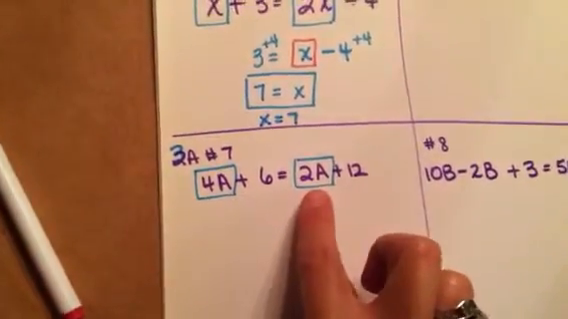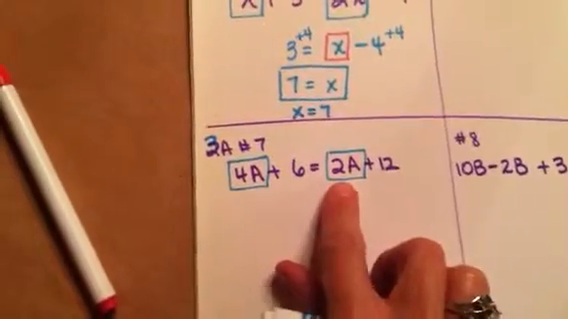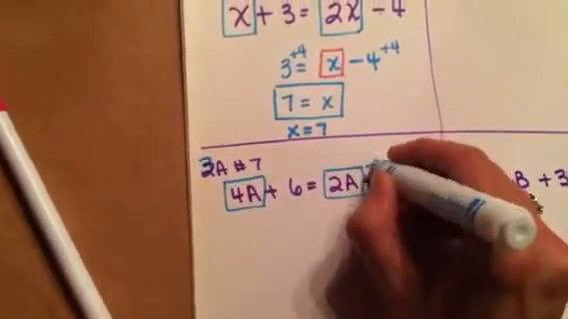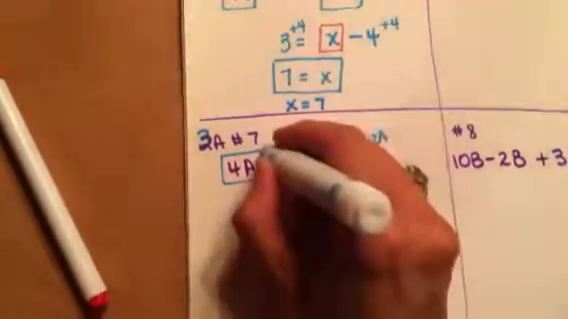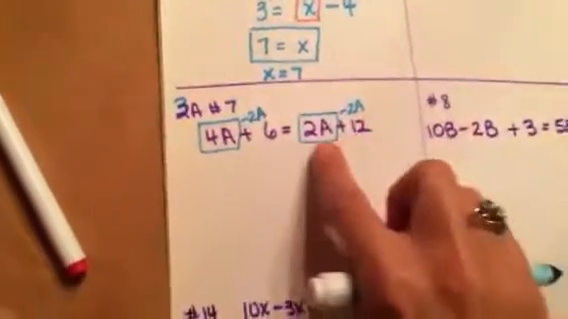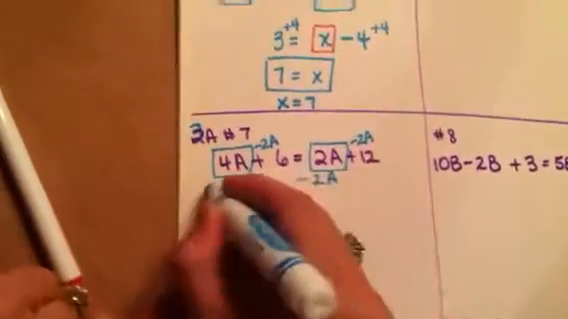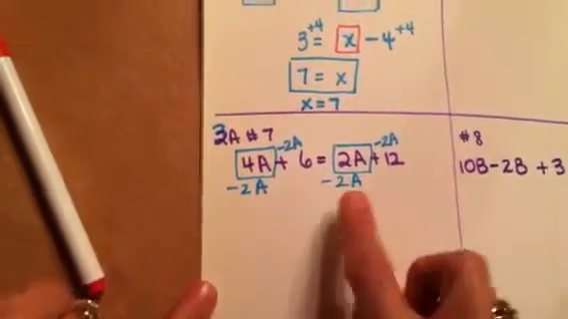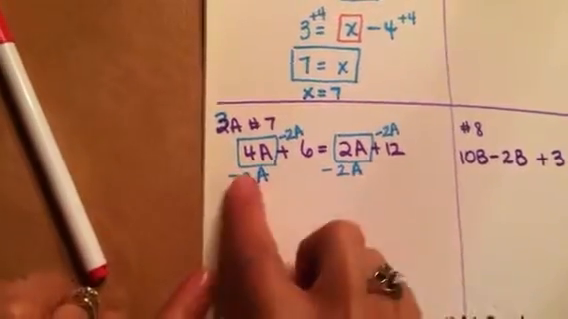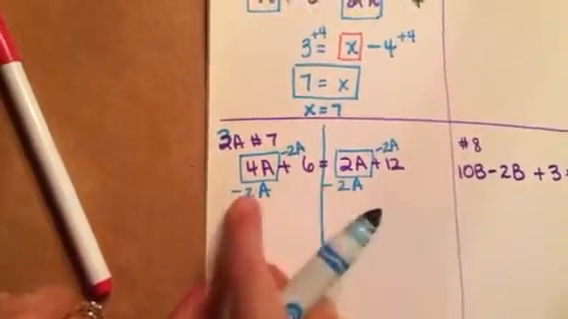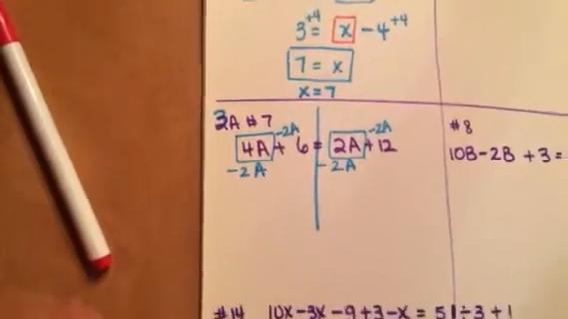Again, I usually move the smaller one, but it doesn't matter. Do you see that that's a positive 2A? So what I'm going to do is subtract 2A from both sides. And I'm just going to show it up here. If you want to write it down below, you could write it like that. But I just want to see that you know that on both sides, and we're talking both sides of this equal sign, on the right and on the left, you do exactly the same thing.